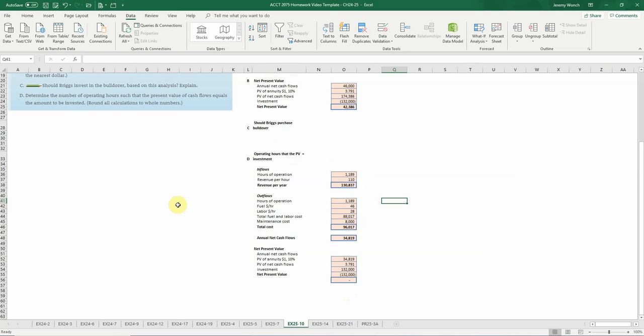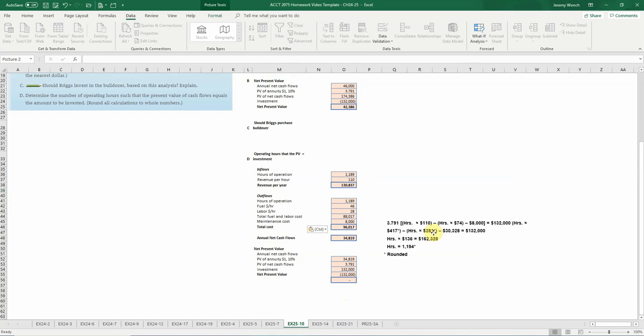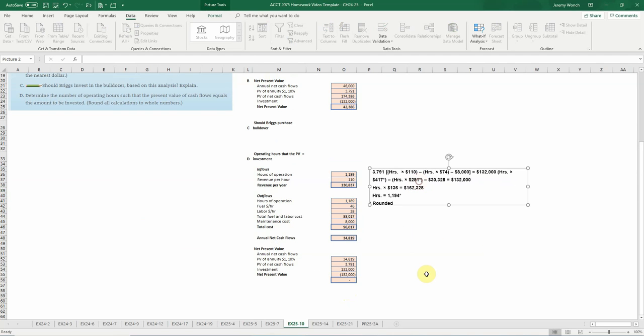The book came out with just barely a different answer. That's because of rounding. But if you want to see what the book did, you can see their formula here. Their number actually came to 1,194, so 5 hours difference. The reason they did that is because it says round all calculations to the nearest whole number, where we have a lot of these numbers that are not rounded.